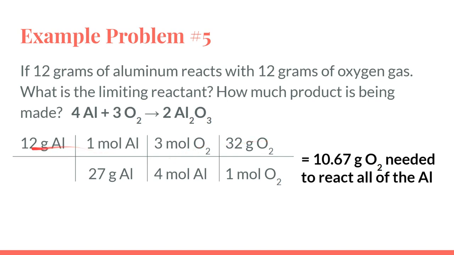So I just went through and I plugged in 12 times 1 times 3 times 32 divided by 27 divided by 4 divided by 1 to get that I would need 10.67 grams of oxygen in order to react all of my aluminum. If you did not get this answer, please try plugging it into your calculator again, because a lot of times we don't plug it in to our calculator correctly, and that gets us a little bit in trouble.